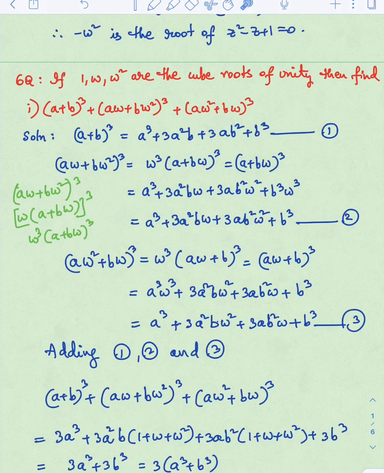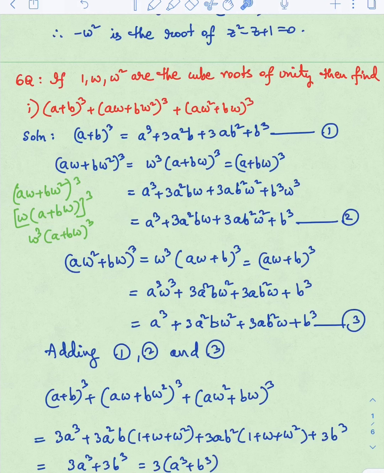This can be seen here. Because omega is taken outside, it is with power 3. And what is left over inside? A plus b omega whole cube. Now omega cube is how much? 1. So this is to be written. Now this is in this form. So apply the formula and write like this.